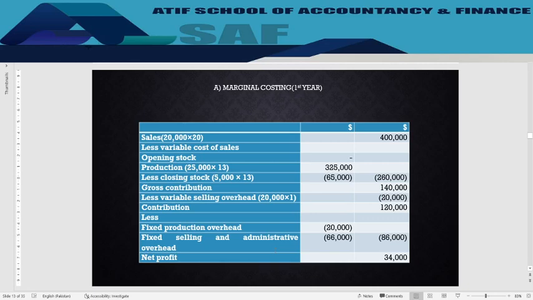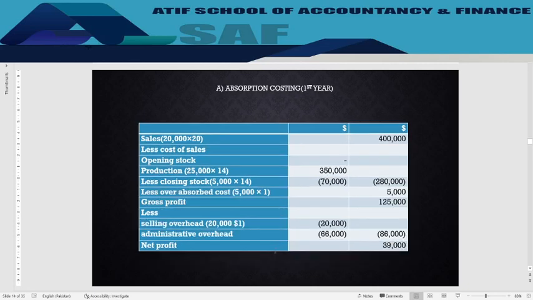Now in the first year calculation of absorption costing profit, sales is $4 lakh less cost of sales. In this cost of sales, we have to record the production at the full production cost, and this is $14 per unit.